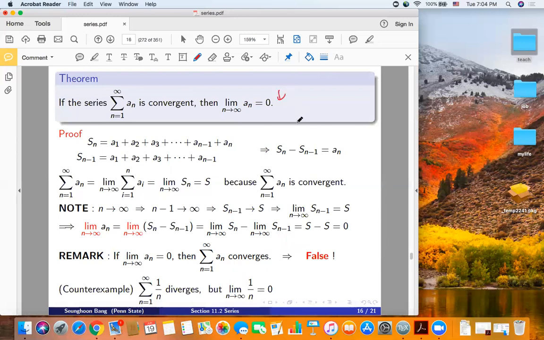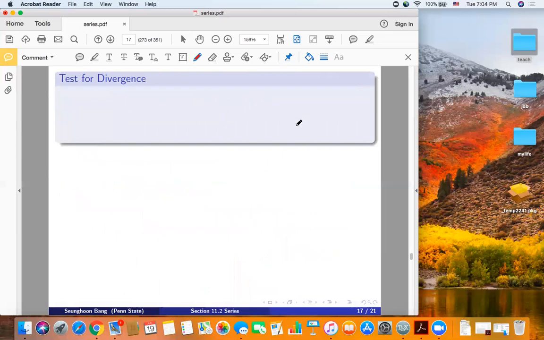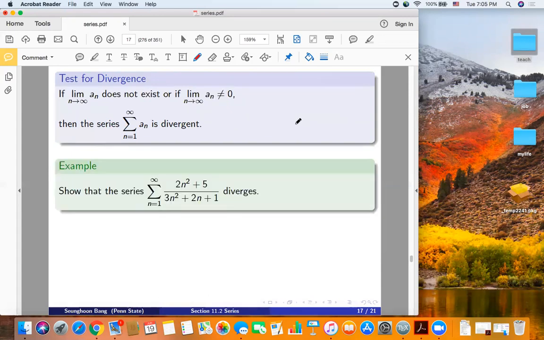So we can use the contrapositive. We have one more important result, the test for divergence. If the limit of an does not exist, or the limit of an is not equal to 0, what's the conclusion? The series is always divergent. This is a key.